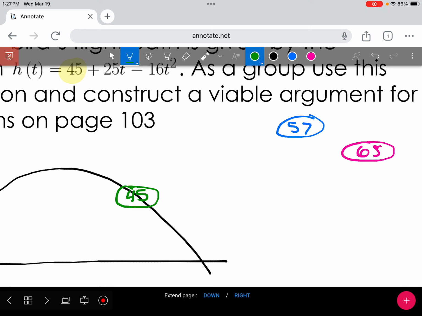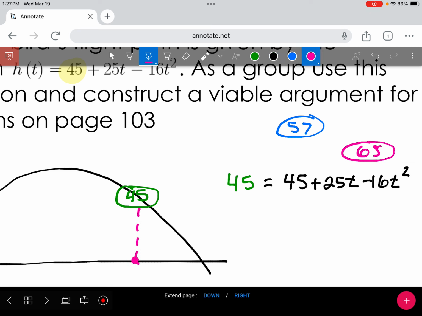The way we would do that algebraically is we would take our 45 and substitute it in for that height. Our 45 plus 25t minus 16t squared. I could solve that. We could set that equal to 0. We could factor. We could find solutions. We could find roots. We could figure out when, figuring out that x value, it got to that height.